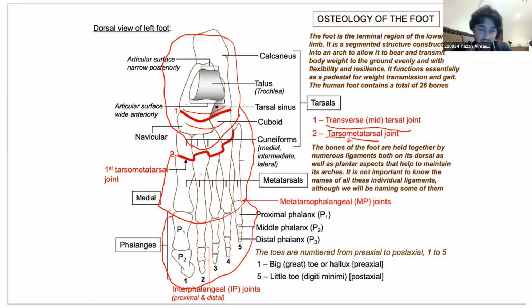And the last two actually, there is the metatarsophalangeal joint, which is between the metatarsals and the phalanges. Okay, so here metatarsals and phalanges. And then you have the interphalangeal joint. Interphalangeal joint means between the phalanges. So it's going to be here, here, here, here. All of these. Does that make sense?